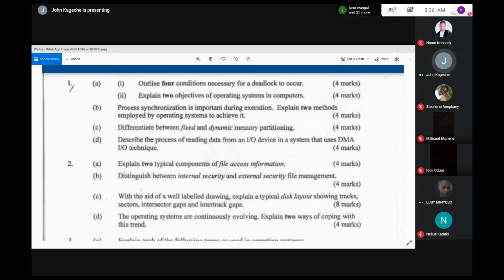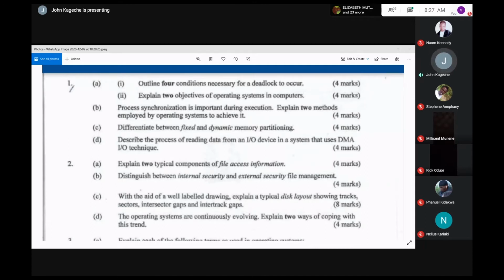So when the process wishes to read a block of data from an input or output device, it must issue a command to the DMA. And this command will basically include the address of the input-output device, the location of memory to be read, and the number of words to be read. So the first step when you're dealing with DMA: the processor wishes to read a block of data from an I/O device, it will issue a command to the DMA.